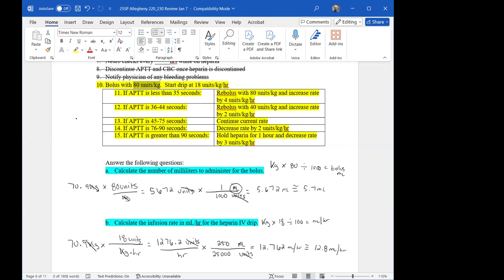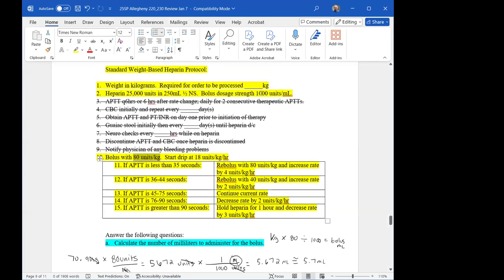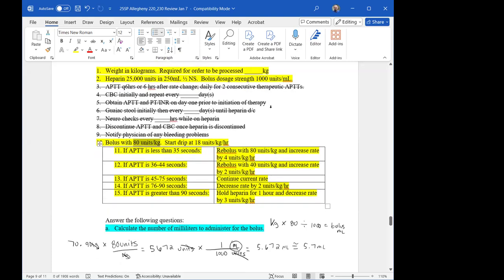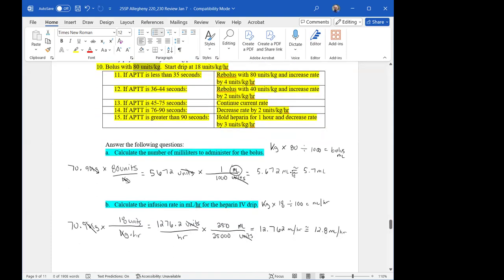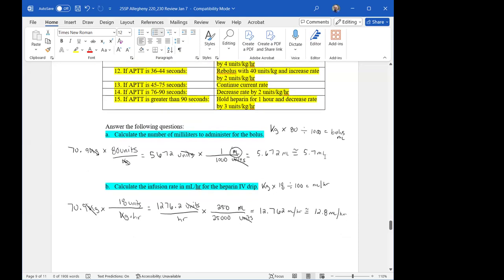Where do we get that 1,000 units per milliliter? That was from what we have available. Remember, the available was the bolus dose strength of 1,000 units. Then we get 5.672, round to the nearest tenth. So our final answer for the bolus dose would be 5.7 ml.